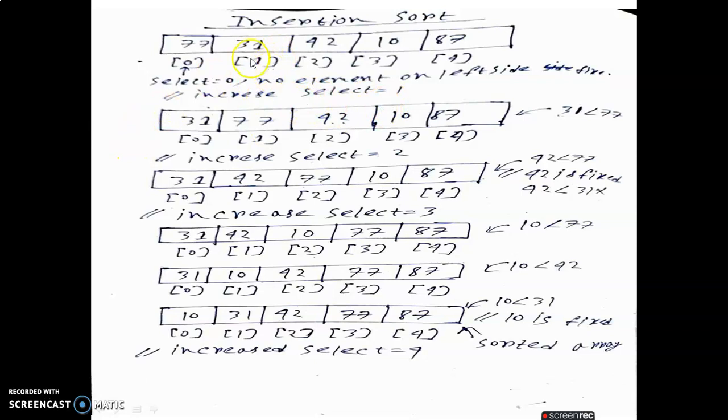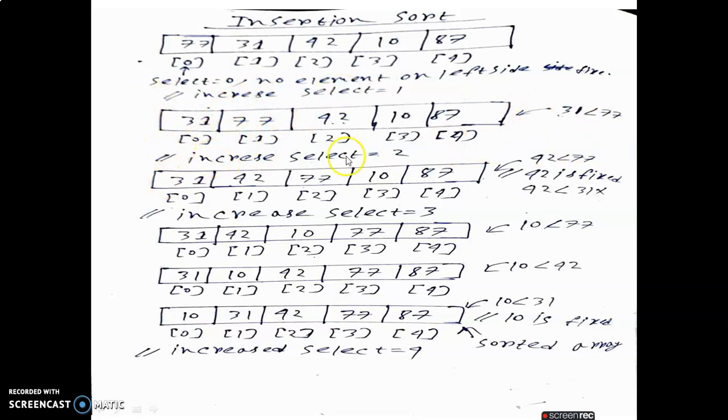Now compare with the left hand side of 31. What is the element on the left hand side of 31? 77. Now compare: 31 is less than 77. Yes, the condition is true because 77 is bigger and 31 is smaller. Swap them. 31 comes here and 77 goes after that 31. So this is the array after the swap.